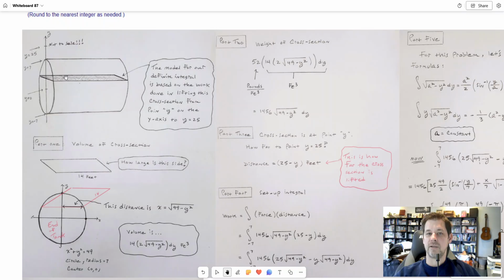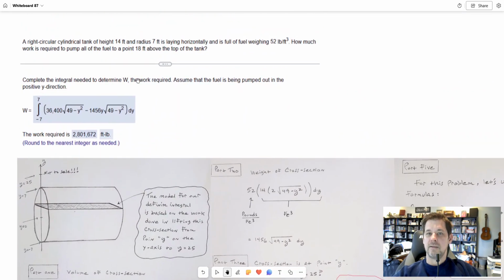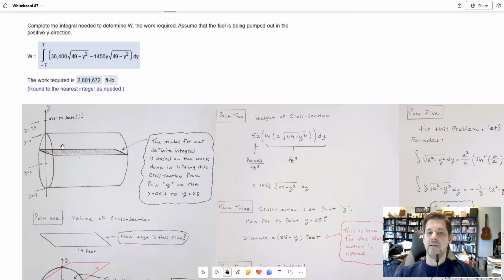We say if that cross-sectional slice were the fluid, we'd have to lift that up to a certain point and calculate the work done on doing that throughout the whole tank. So in this case, since it says that this tank has a radius of 7 feet, but we want to pump the fluid out of the tank to a point 18 feet above the tank, I need to take this cross-sectional slice and lift it up to this point where y is equal to 25.